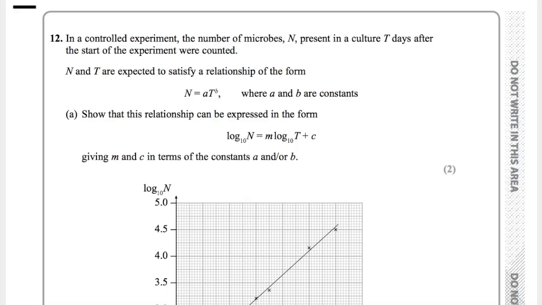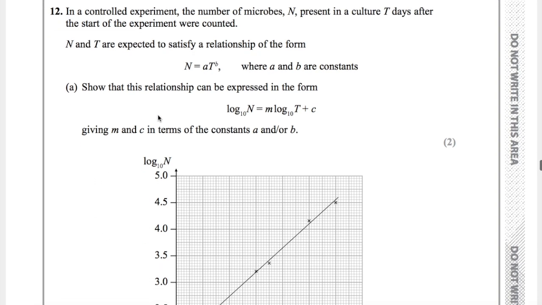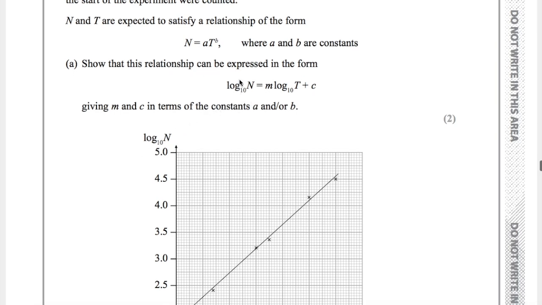Question 12 says, in a controlled experiment, the number of microbes N present in a culture T days after the start of the experiment were counted. N and T are expected to satisfy a relationship of the form N equals A T to the power B, where A and B are constants. Part A says, show that this relationship can be expressed in the form log N equals M log T plus C, giving M and C in terms of the constants A and or B.